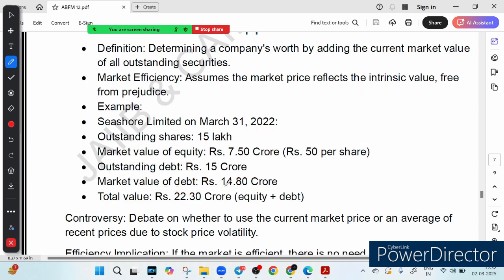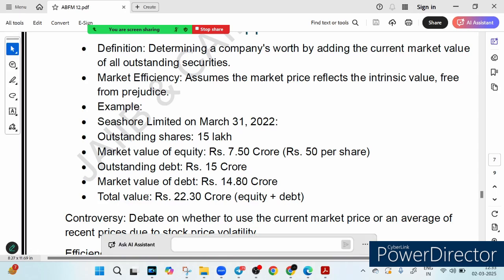So you see the market value of debt is given as 14.80 crore, and the market value of equity is given as 7.50 crore. You add all of them, the MVE, market value of equity, plus MVD, market value of debt. Add all of them, this will give you the total value, which is nothing but 22.30 crore. So this gives us a snapshot of how much the company is worth in the eyes of the market.